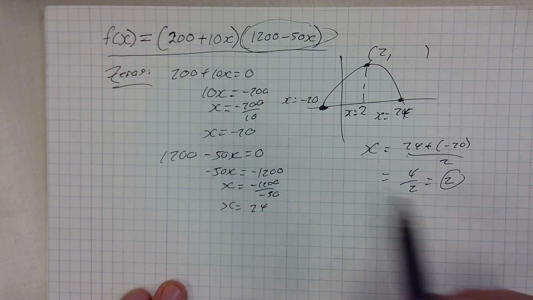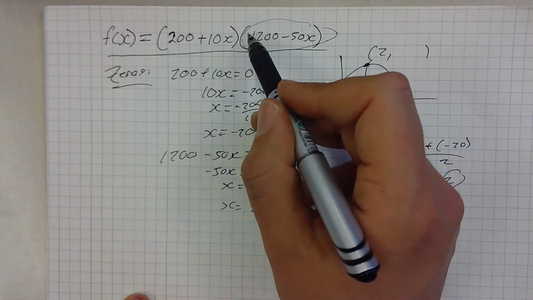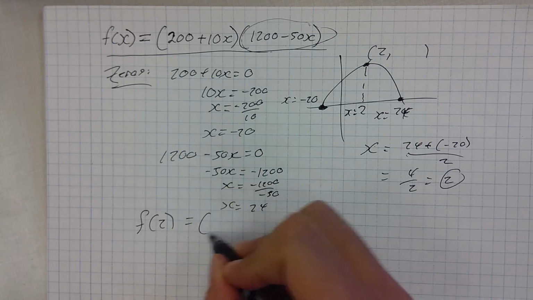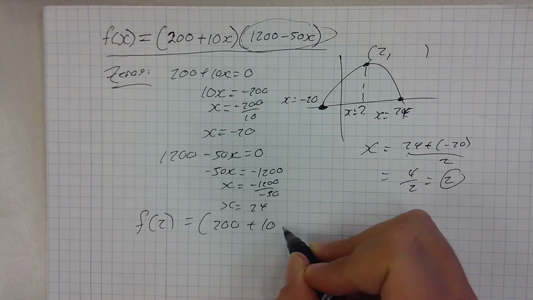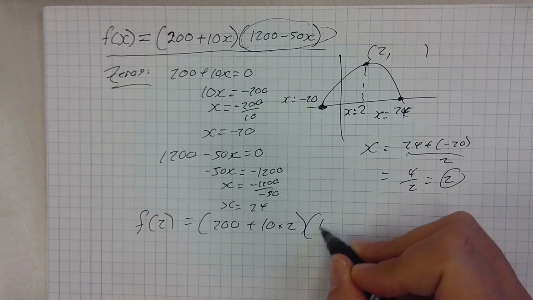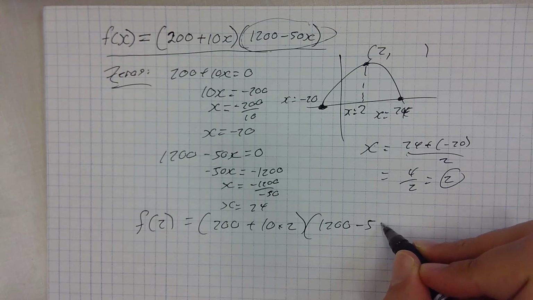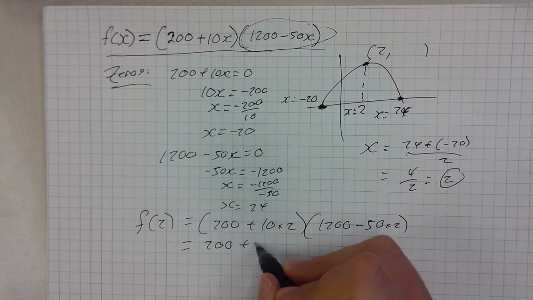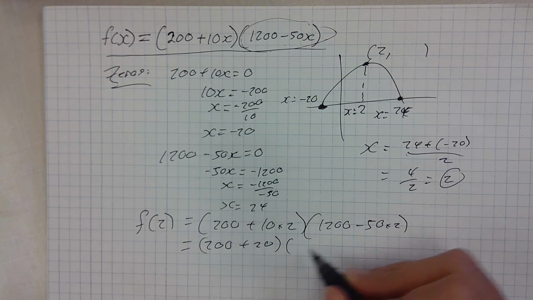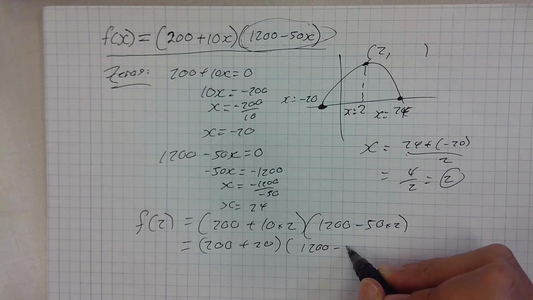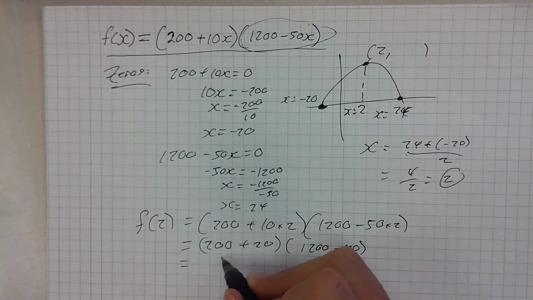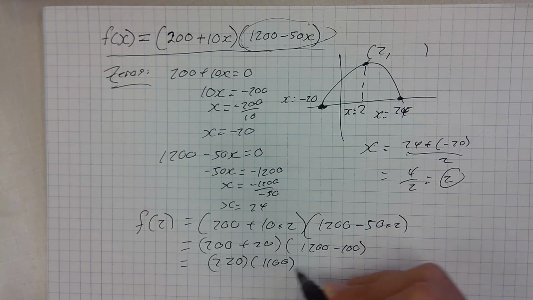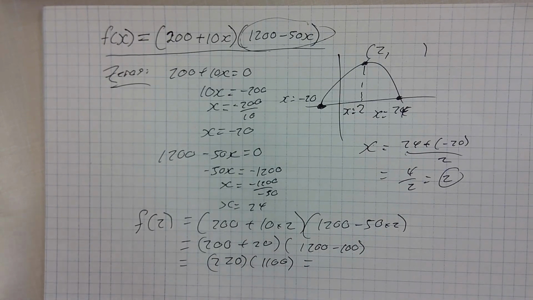That's where I go back to my function. I know that if I put in a number for x, I'm going to get a profit back. So I'm going to say f of 2 is equal to 200 plus 10 times 2, times 1200 minus 50 times 2. Simplify that. That's going to be 200 plus 20, times 1200 minus 100. So that's going to be 220 multiplied by 1100. That's going to give me my final profit at the end of the day.